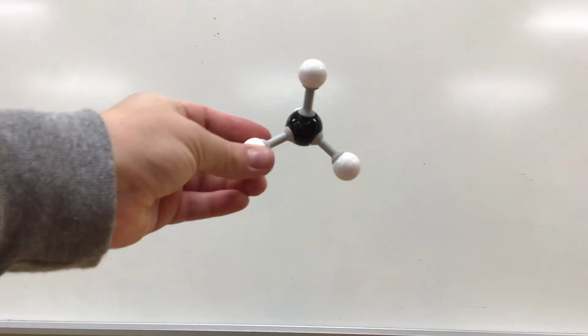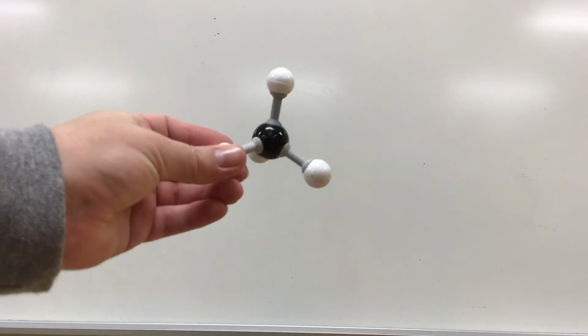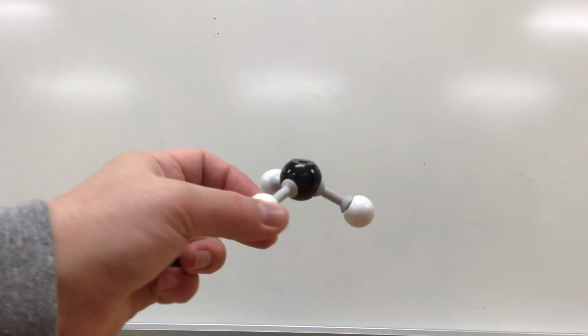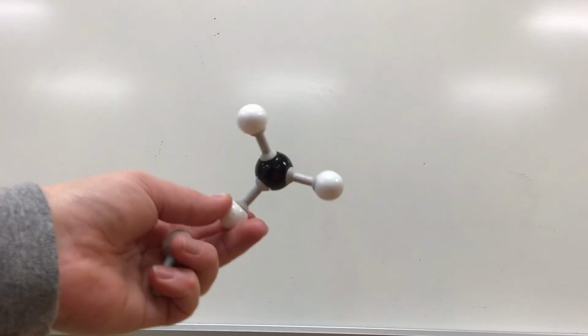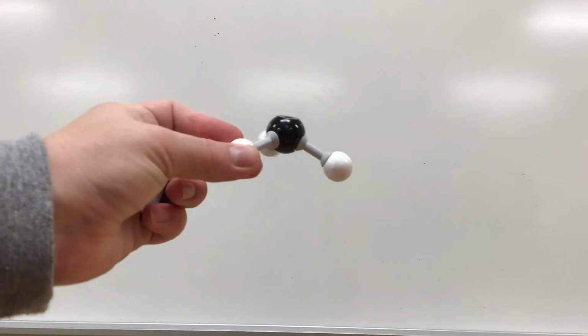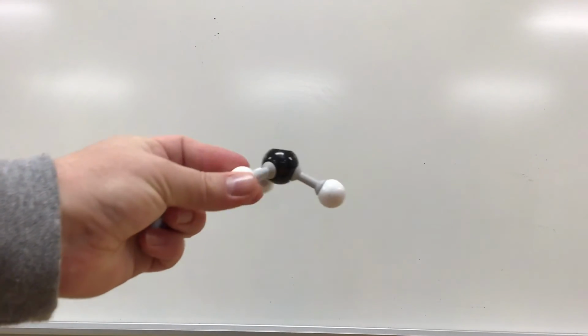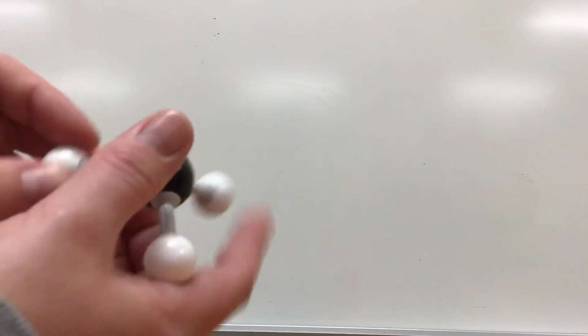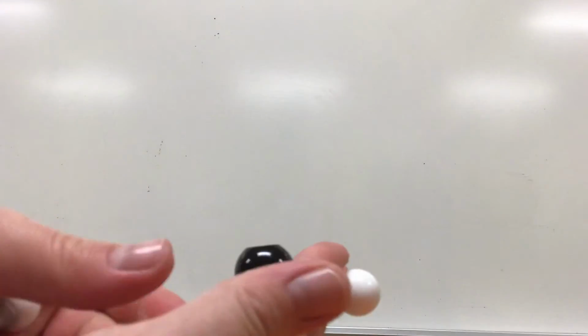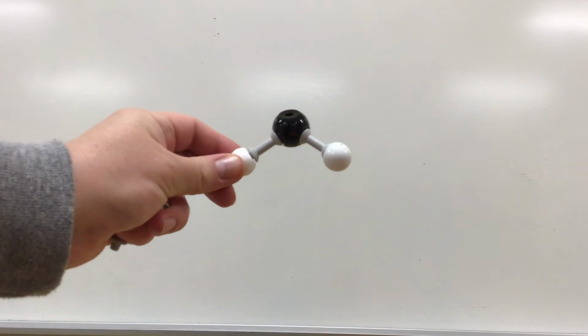Okay, tetrahedral, 4 electron domains. What if one's a lone pair? This is called trigonal pyramid. Notice it's not planar. It's trigonal pyramid. And then what if 2 of them were lone pairs? Bent. Okay, and these are the geometries that you're going to have to know from memory, and there's a lot of them.